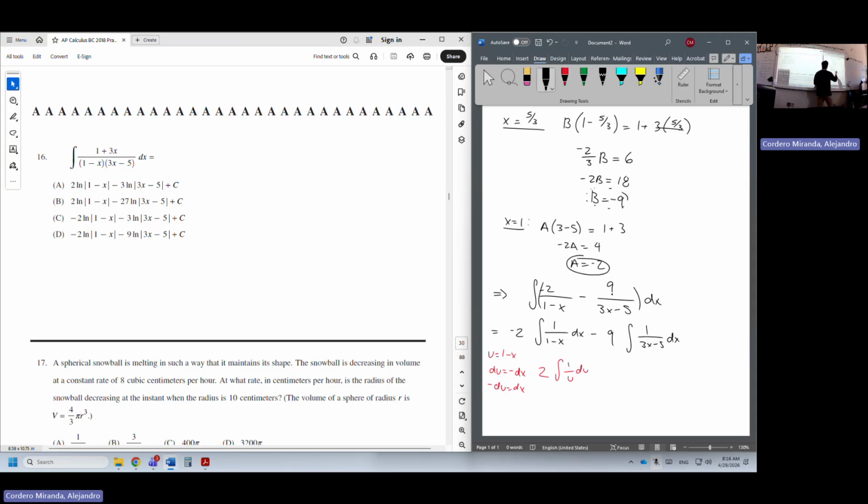And then we do that in green or something. This u substitution would be u equals 3x minus 5. So du would be 3 dx. So dx would be 1/3 du. So basically, this 9 will be also multiplied by that 1/3 from the du and become -3.